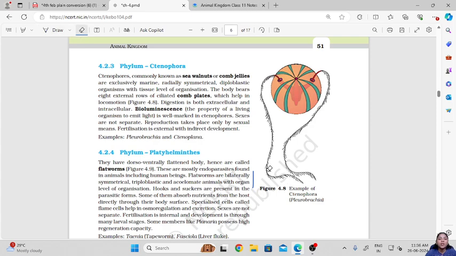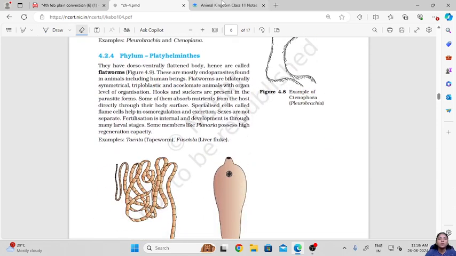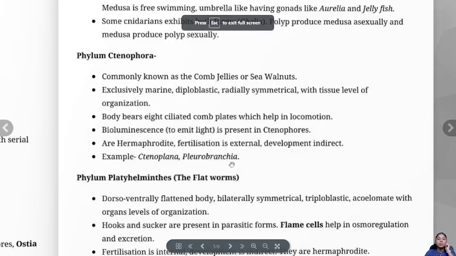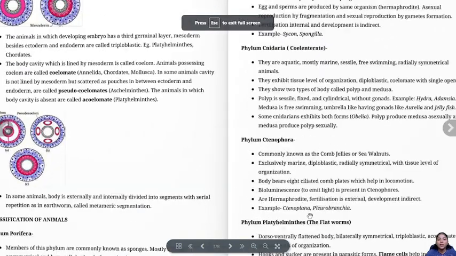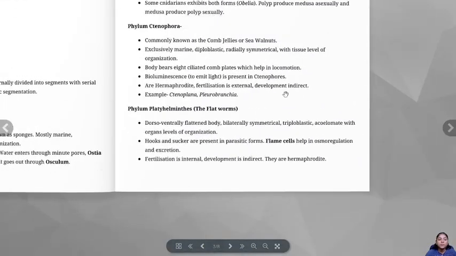Then the next phylum which we have is the phylum Platyhelminthes, or the flatworms. In phylum Platyhelminthes, a dorsoventrally flattened body is seen in the organisms. They have bilateral symmetry, they are triploblastic and acoelomate. So they do not have a body cavity, with organ level of organization.